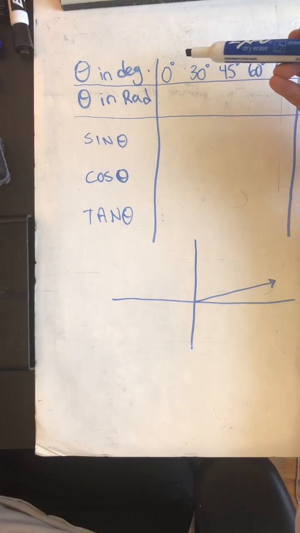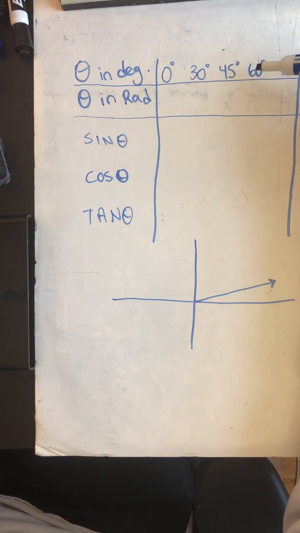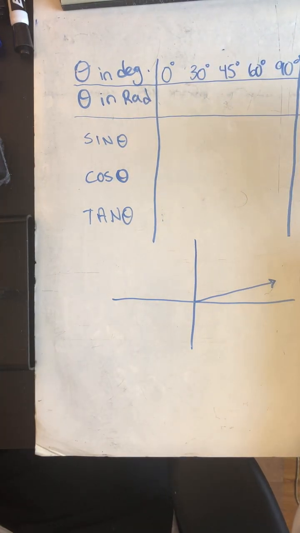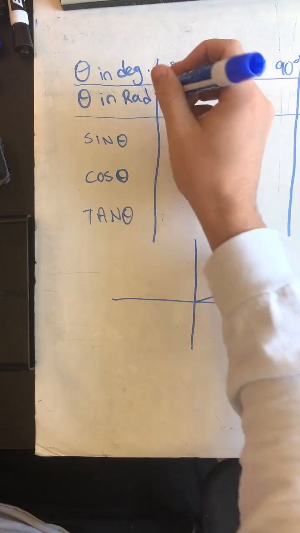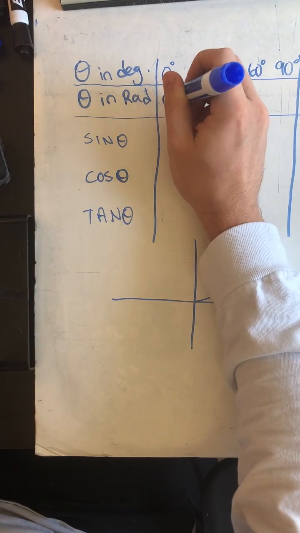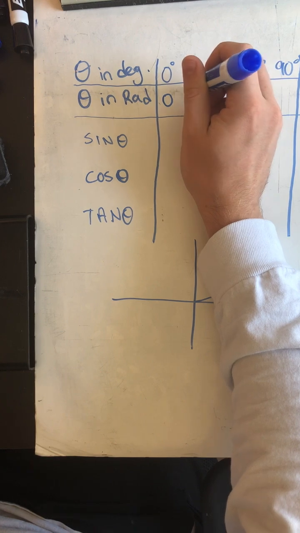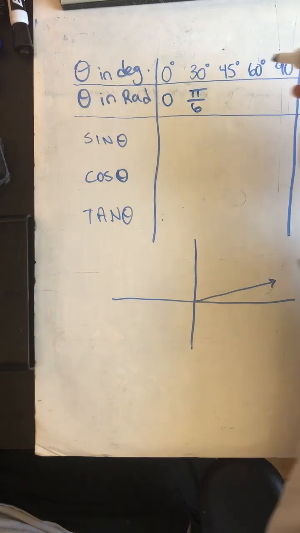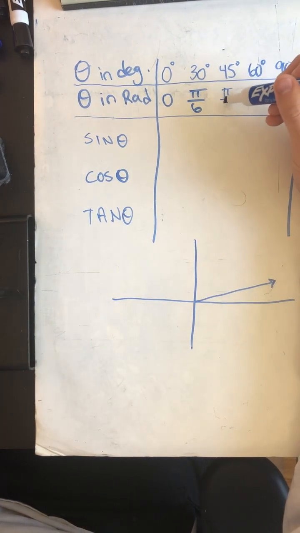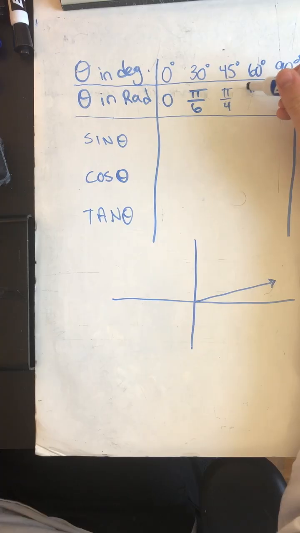Okay, so we're starting at the top here with the theta in degrees. We also want to know theta in radians, and that'll be one of the big goals of this booklet, is not only understanding the exact value stuff, but also knowing how to solve for it in radians. So 0 degrees in radians is 0 radians. 30 degrees is pi over 6. 45 is pi over 4. 60 is pi over 3. And 90 is pi over 2.